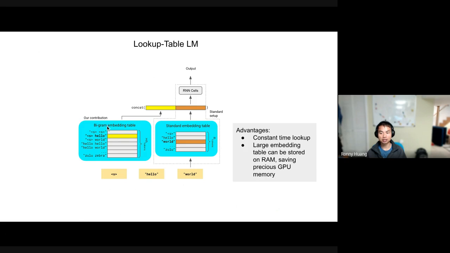The advantage of this table is that it can be arbitrarily scaled up in the number of rows without increasing the latency, since the embedding lookup is a constant time operation. The retrieval also doesn't take much memory bandwidth at all, so this entire table needs not be stored on GPU memory. It can be stored on cheap RAM.